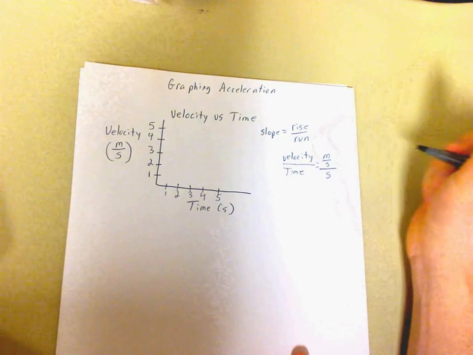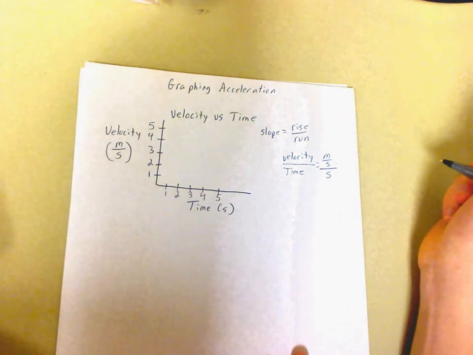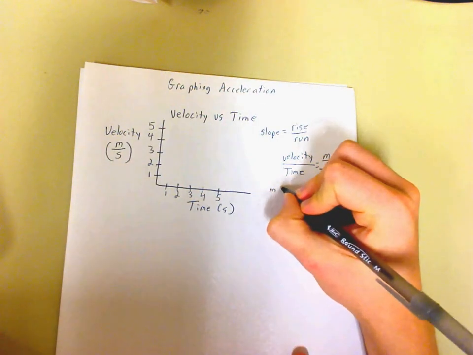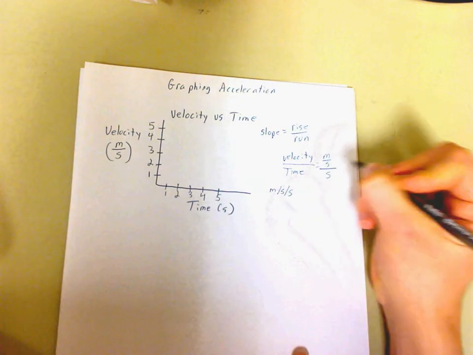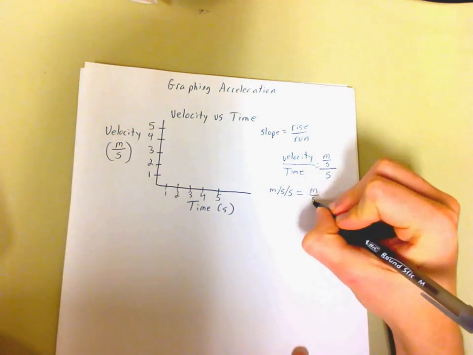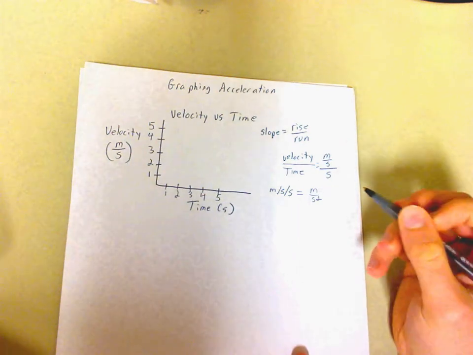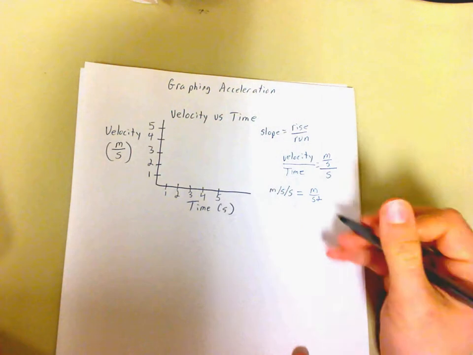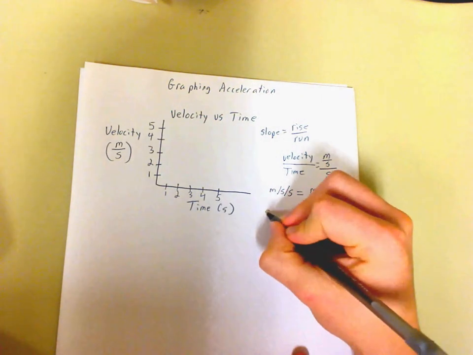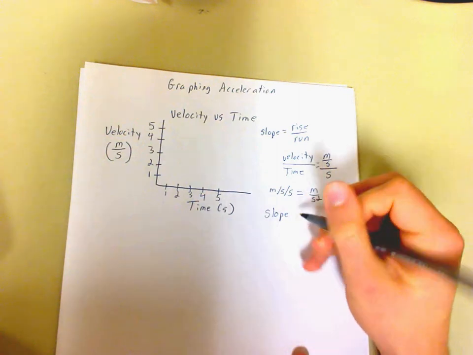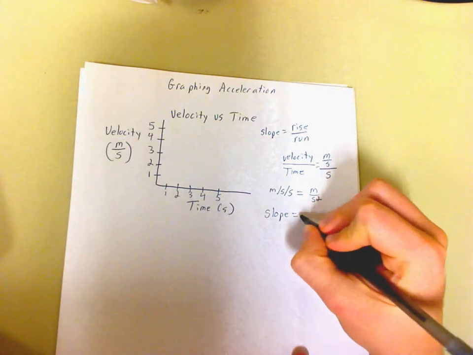Does that ring any bells from the last video of a unit? If you have meters per second over seconds, that is the same thing as meters per second squared. And what did we say meters per second squared represents? That's right, our acceleration. So on a velocity versus time graph, our slope is our acceleration.